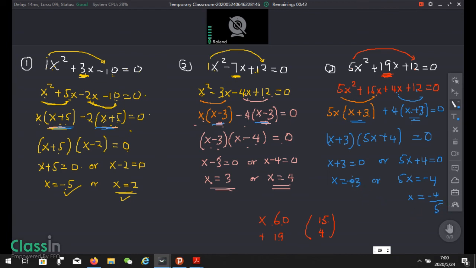You can check if your answer is correct by putting x equals negative 3 into the original equation. You must get 0. Or negative 4 over 5 in the original equation. You must get 0.